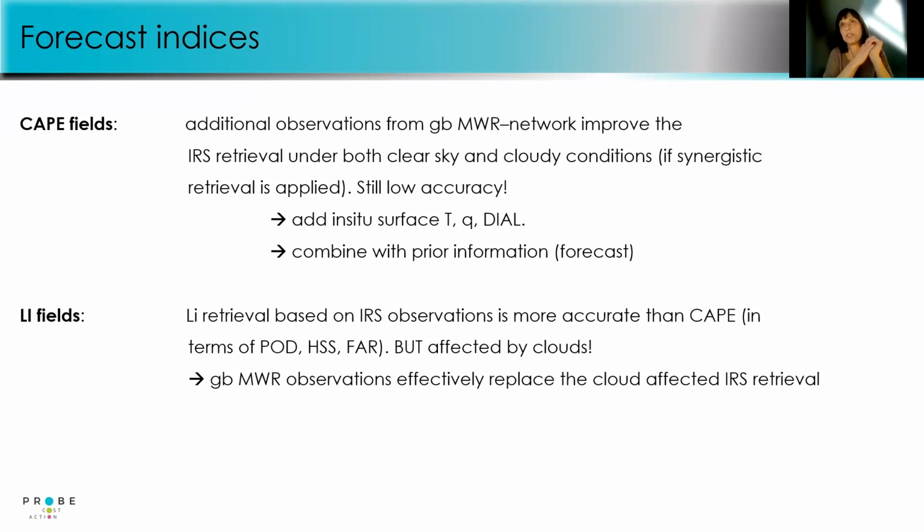Or the next possibility would be first to retrieve temperature and humidity profiles from both sensors, and after that calculate CAPE index. And for lifted index, the analysis was very accurate, and lifted index retrieval based on IRS is more accurate than CAPE, and therefore it works better. But this retrieval is affected by clouds, and in this case, ground-based measurements can effectively replace cloud-affected IRS pixels.